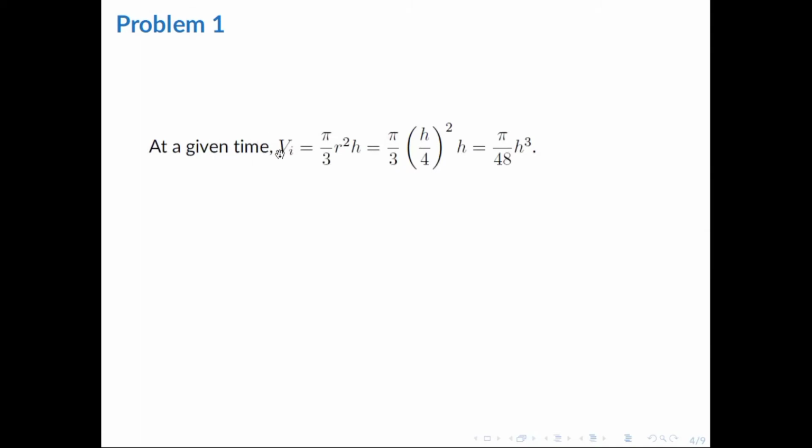At a given time, V sub I is equal to pi over 3 times R squared H. Substituting the value of R we got earlier, we will have pi over 3 times H over 4 squared times H, or simply pi over 48 times H cubed. So we derive this equation in order to get d V sub I over dt, which is equal to pi over 16 h squared times dh over dt.